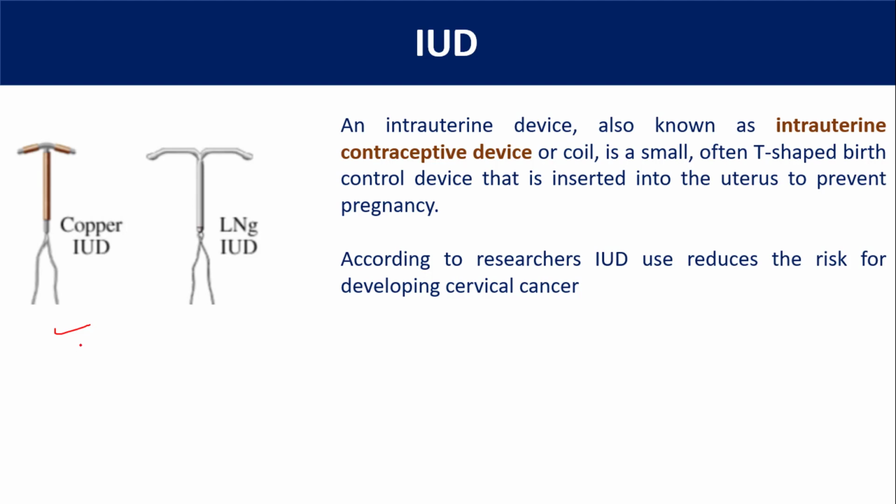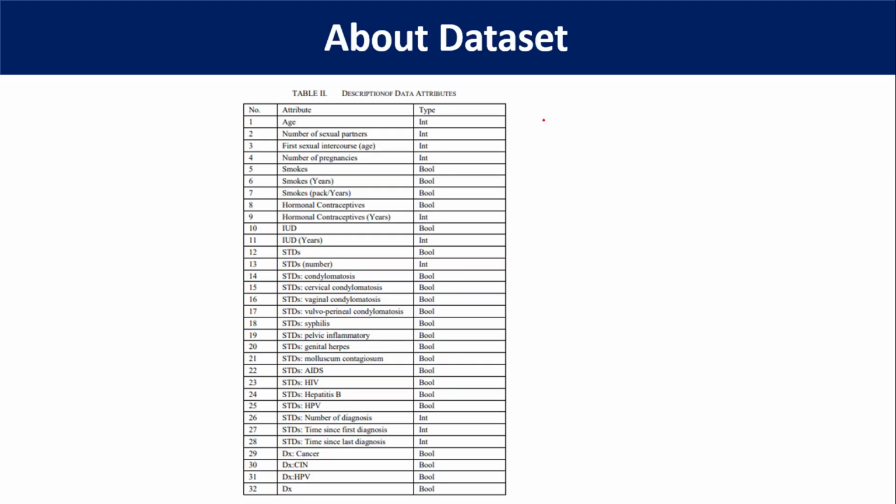And according to researchers, frequent use of IUD reduces the risk of developing cervical cancer. So it is a very important feature for predicting cervical cancer. Here you will understand the importance of understanding the features, right? So next comes another thing.